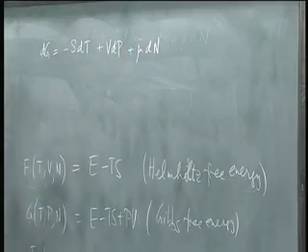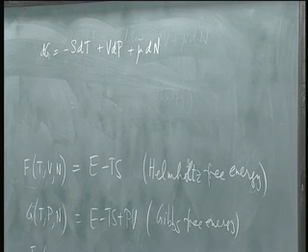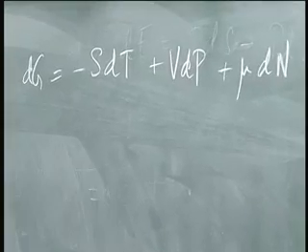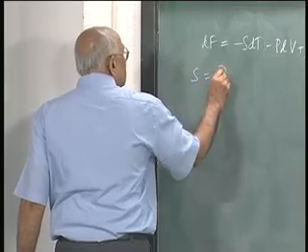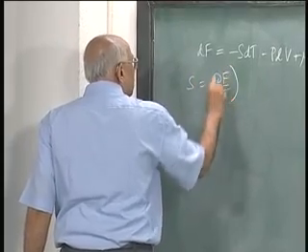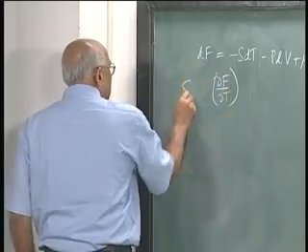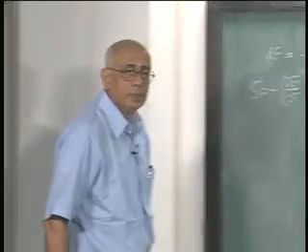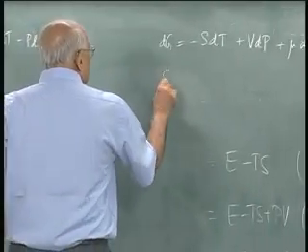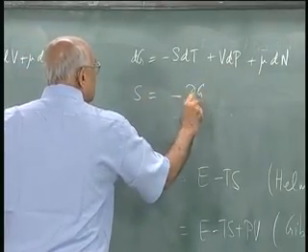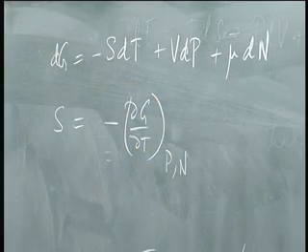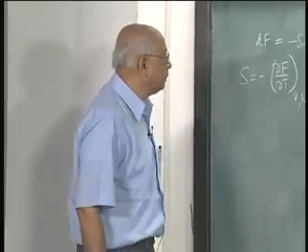Okay. Let us just look at these two relations. Now this immediately tells you, playing with a little bit of partial derivatives, that S is minus delta F over delta T at constant V and N, but S is also equal to minus delta G over delta T at constant P and N, and these must be equal to each other identically, it is the same quantity.